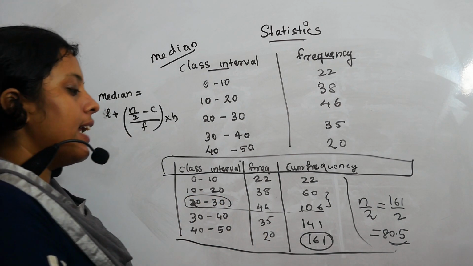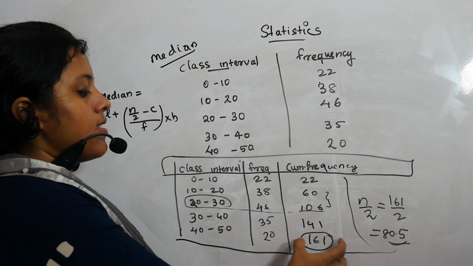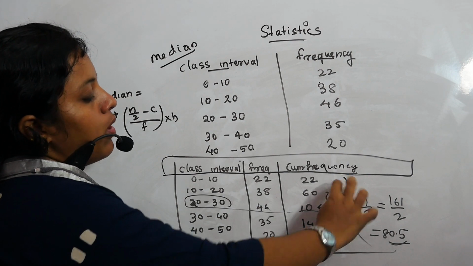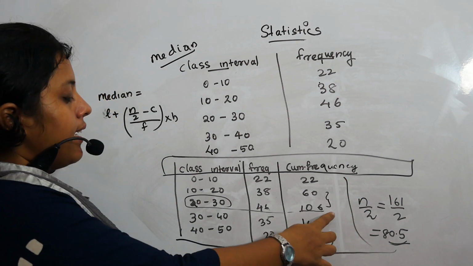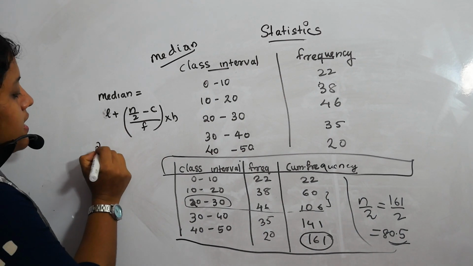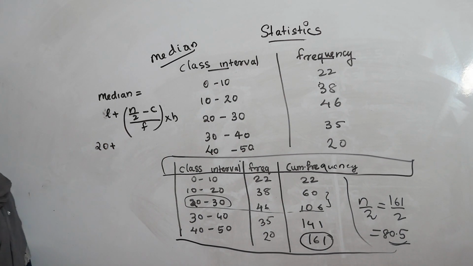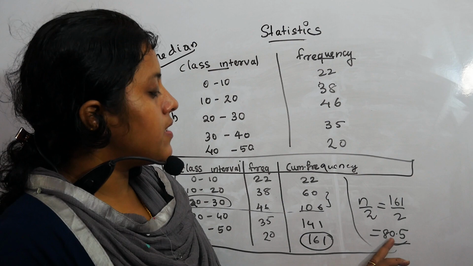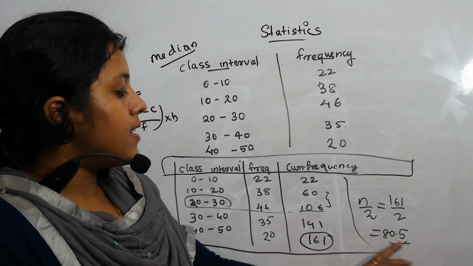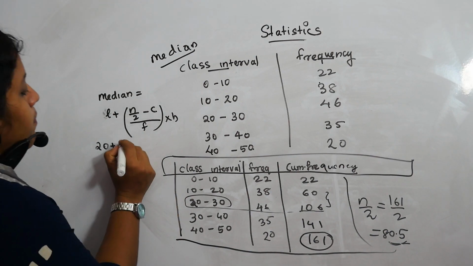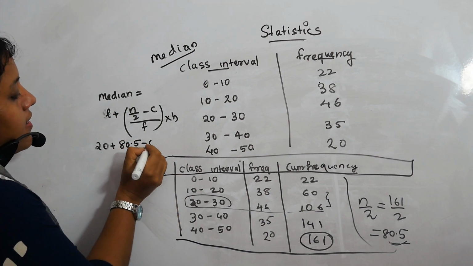So how will I take that? I'll do n by 2, 161 by 2, 80.5. That is coming in this interval. So what is my median class? That is 20 to 30. So the lower limit of the median class means 20 plus. Next is n by 2 minus C. Here n by 2 is 80.5, and C means the cumulative frequency just above that, which is 60. So 80.5 minus 60.